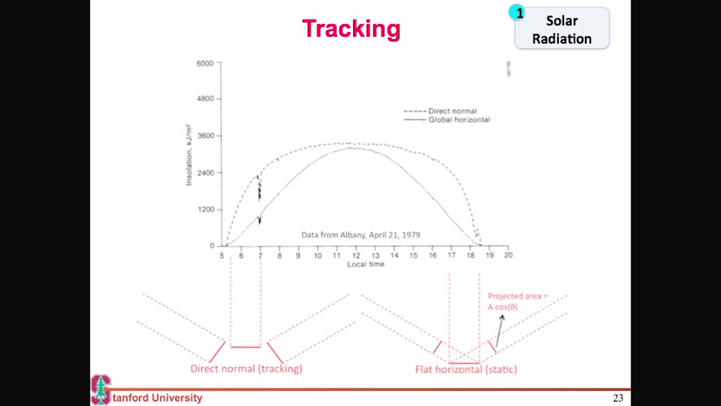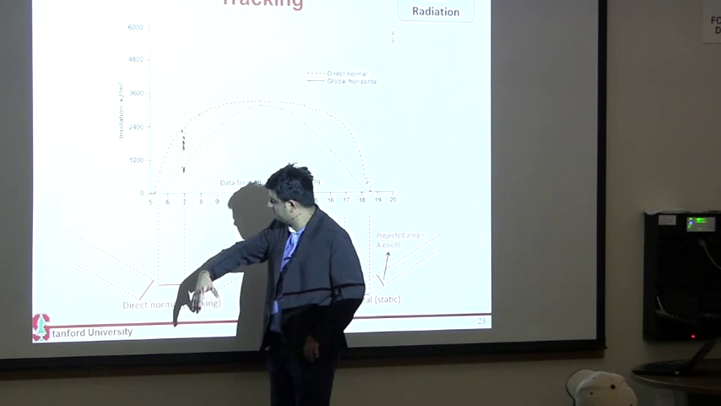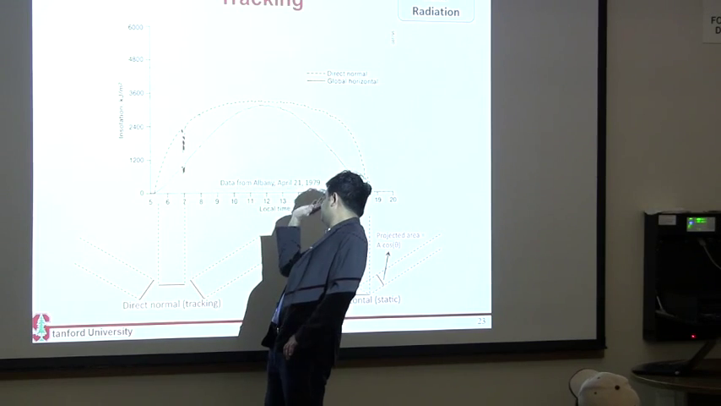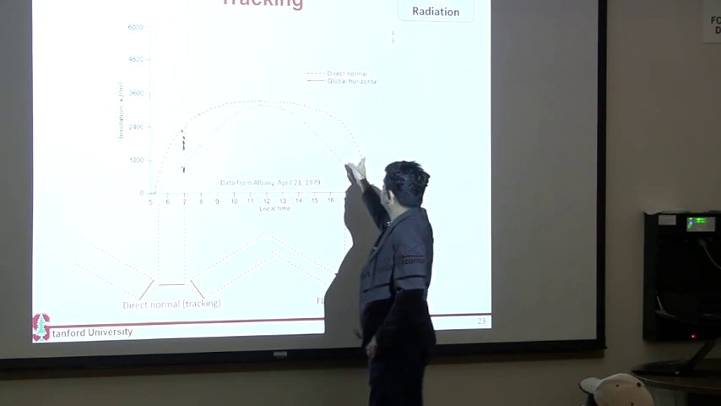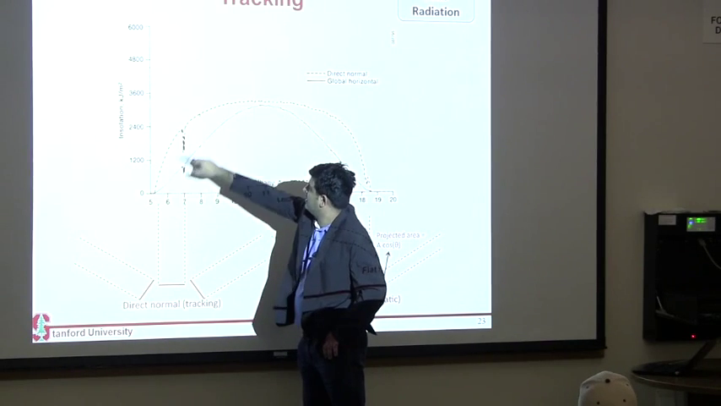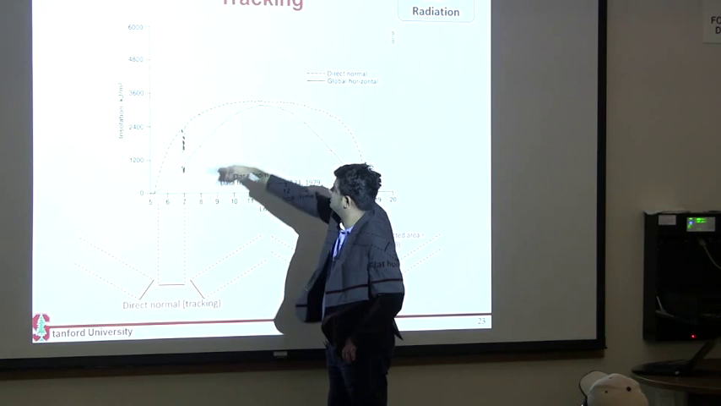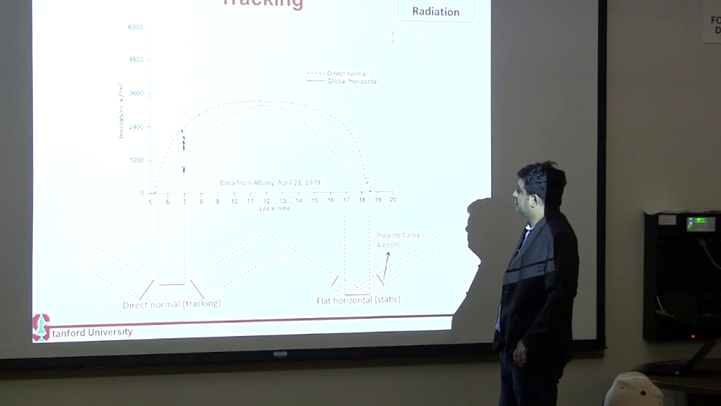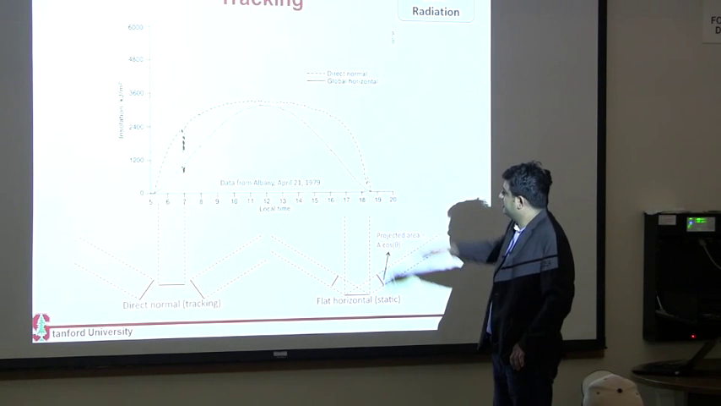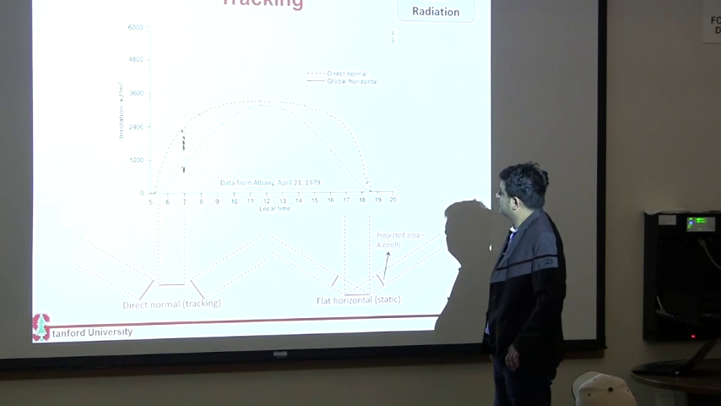It's essentially just this cosine function. Versus if you track your cell and follow the position of the sun as it rises in the east and settles in the west, you can get a better capture of this radiation, and you can get a function like this. And this is for one particular day, but it would look similar pretty much every day.